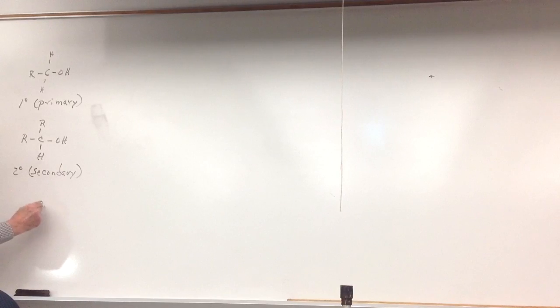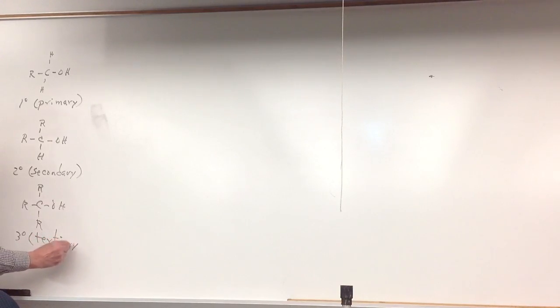And these are just R's, meaning they're not hydrogens. They could all be methyls, for instance, or something more complex. But this is called a tertiary alcohol. I guess they use 3-degree, but the word is tertiary. And I want to oxidize these.